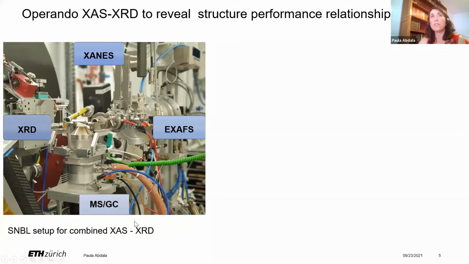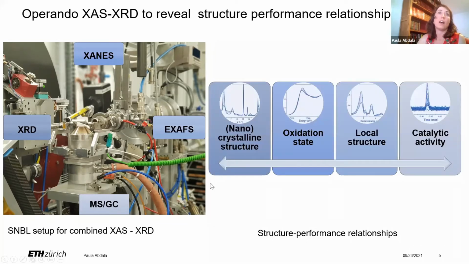And we can acquire, in an alternating fashion, X-ray absorption spectroscopy and X-ray powder diffraction. So in this way, we obtain information about the crystalline structure, or in many cases the nanocrystalline structure, the oxidation state, and the local structure, and we can relate this to the simultaneously acquired catalytic activity.